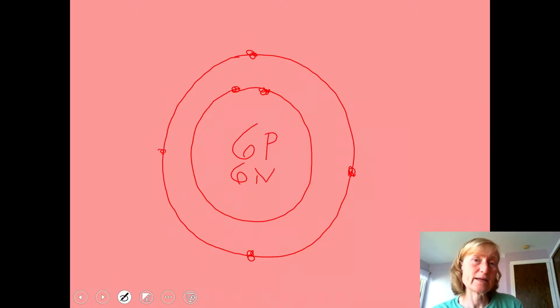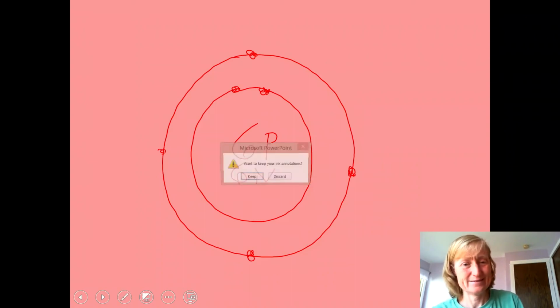That's what's going to make carbon able to participate in such diverse molecules, because each carbon atom needs to form 4 covalent bonds in order to complete its valence shell. And we're going to take a look at the diversity of molecules that have carbon as their backbone in the next video.